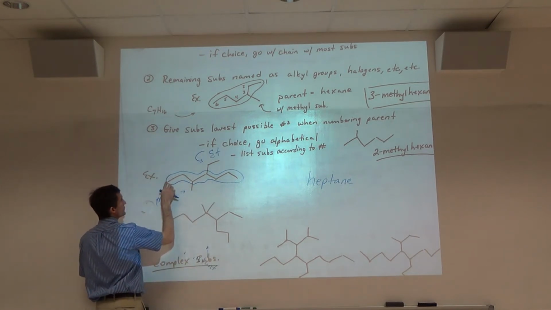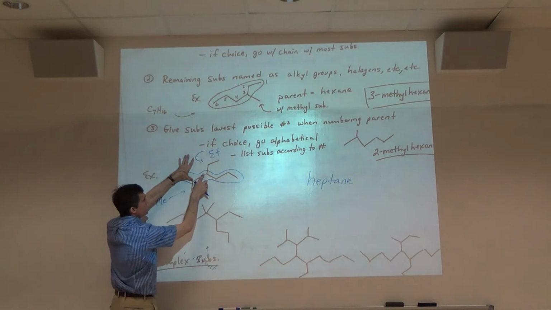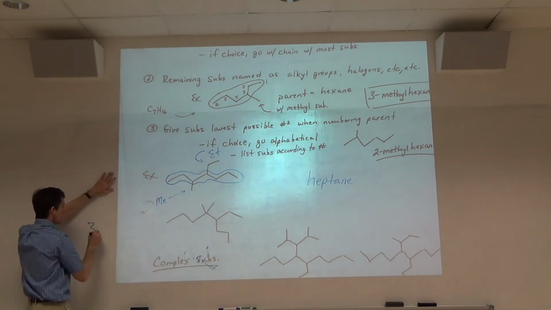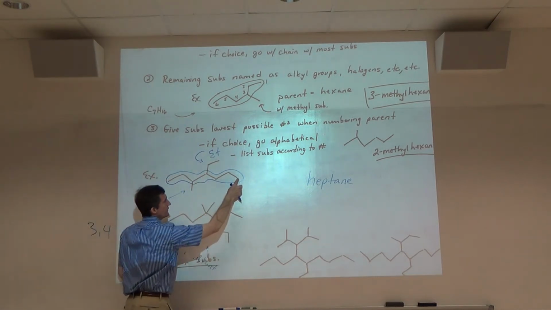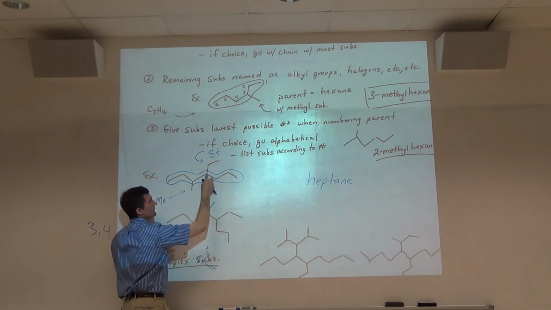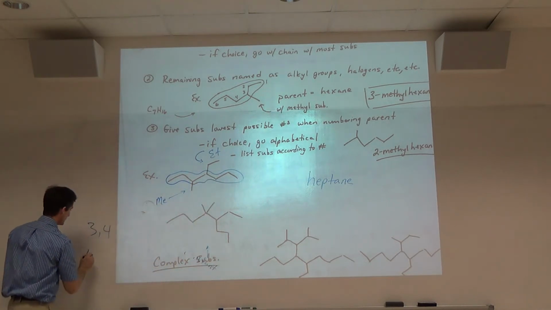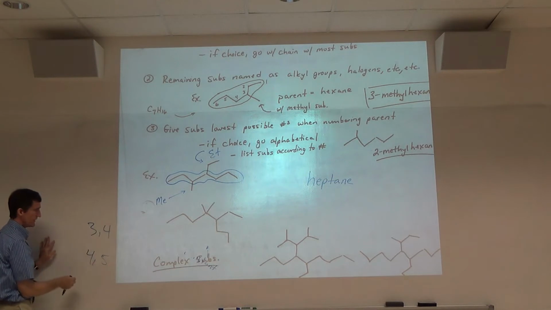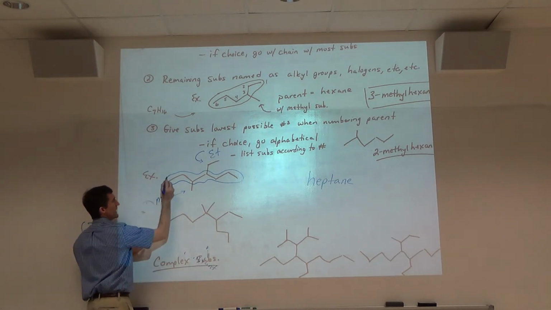If we're over here, that's 1, 2, subs are at the 3 and 4. If this is the one, subs are at the 4 and 5. Which is better, 3 and 4 or 4 and 5? So you want this side to be 1.